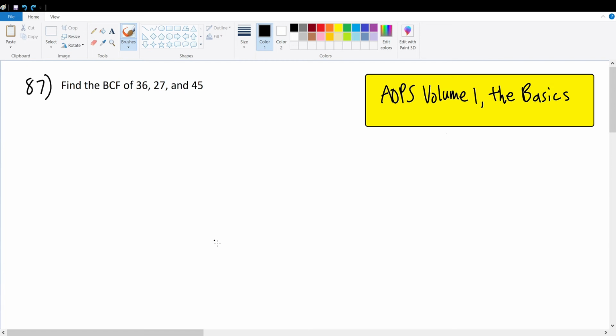AOPS Volume 1, the basics, number 87. Find the BCF of 36, 27, 45. So BCF, it's the biggest common factor.